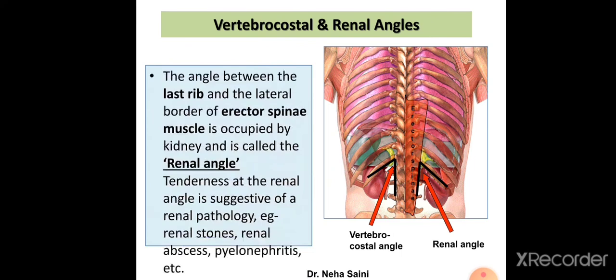Then there is a term known as vertebrocostal and renal angle. Renal angle is what? It is an angle between the erector spinae muscle and the lower border of the last rib, that is the 12th rib. This is known as renal angle. We have demarcated this renal angle in the diagram.